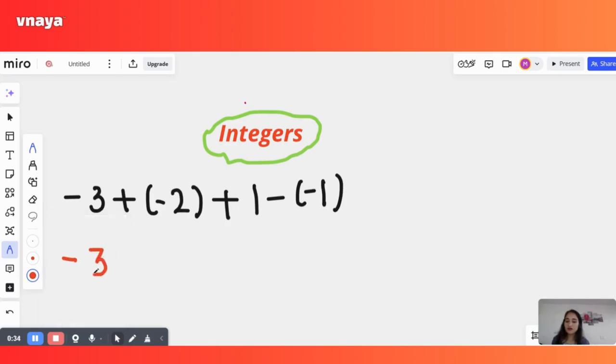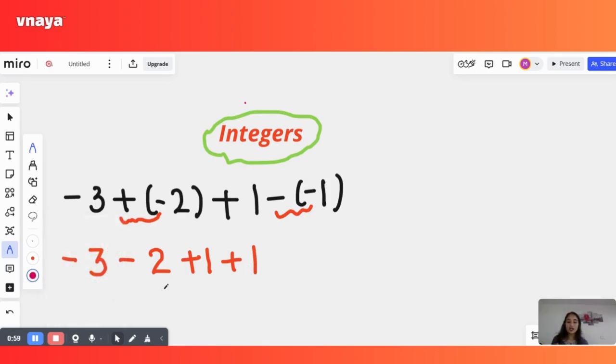So this is a negative 3, and plus and minus are coming together here. As I taught you, plus and minus makes a minus. So that's a minus here. And then there is a plus 1. Then again, there is a minus and minus. Let's club them. Minus, minus, when we club them, makes a plus. Right. Now let's do the calculation.